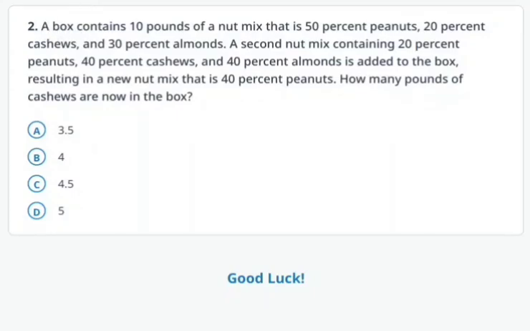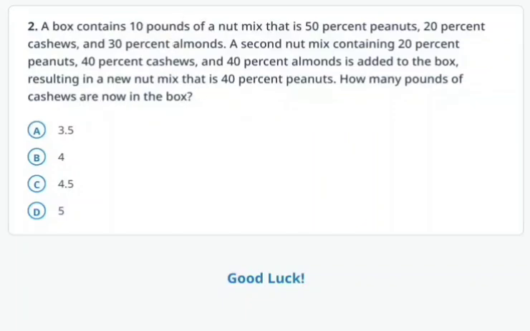Today's question is number 2. A box contains 10 pounds of a nut mix that is 50% peanuts, 20% cashews, and 30% almonds. A second nut mix containing 20% peanuts, 40% cashews, and 40% almonds is added to the box, resulting in a new nut mix that is 40% peanuts. How many pounds of cashews are now in the box?